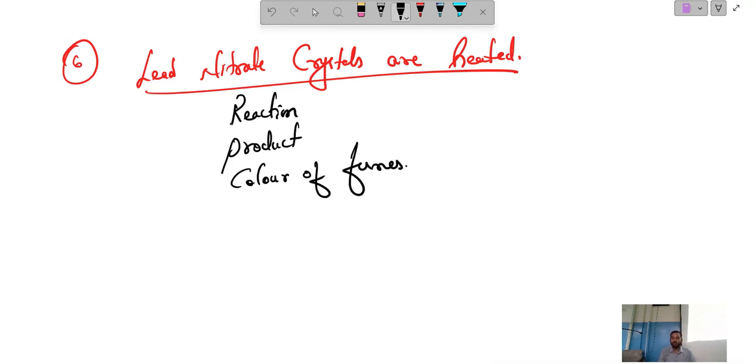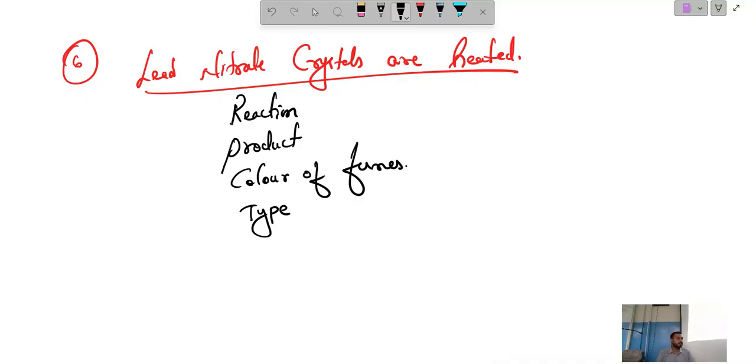Write the color of the fumes. And also name the type of reaction. Which type of reaction is this? You have to name it. So this is the possible question on this topic.